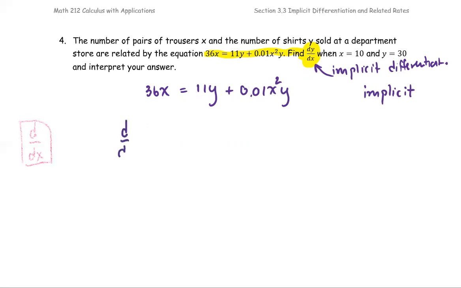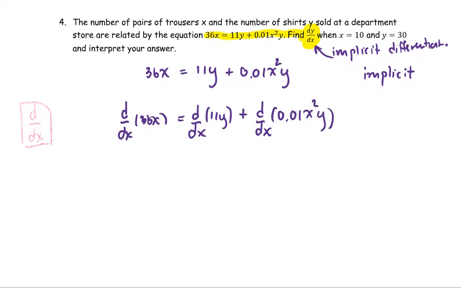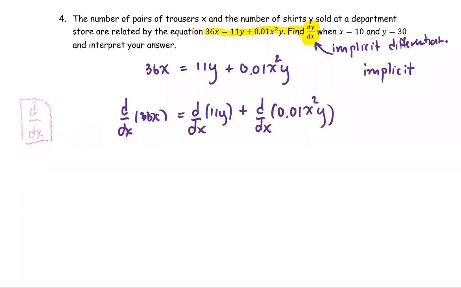So d/dx of 36x equals d/dx of 11y plus d/dx of 0.01 x squared times y. This is the setup. Next, we're going to find the derivative of each term, using the appropriate rule. The derivative of 36x with respect to x: I emphasize x here and x here, so we just use the normal rule that you have been doing.